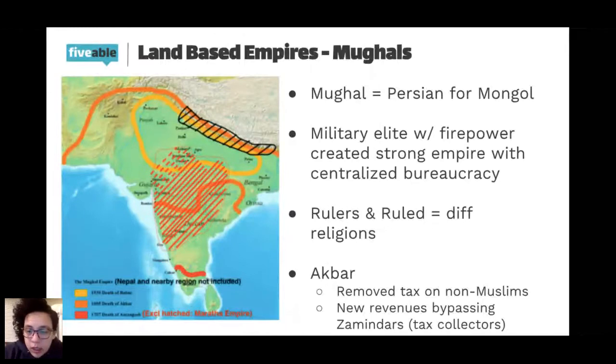Two religions is Hindu and Muslim, yes. So Mughals would be Muslim and the rest of India was Hindu.